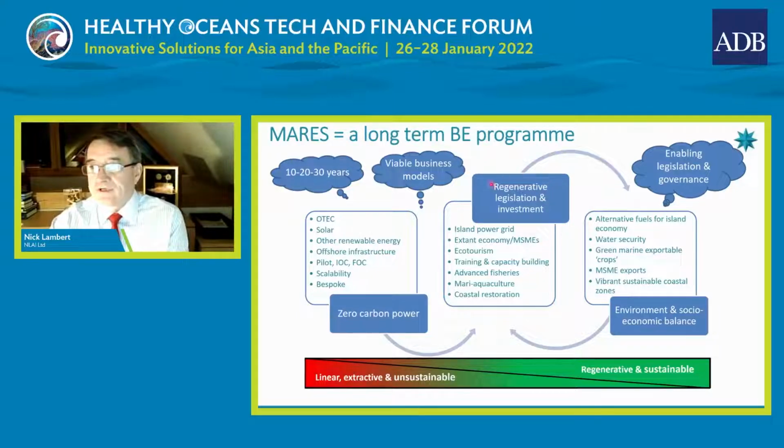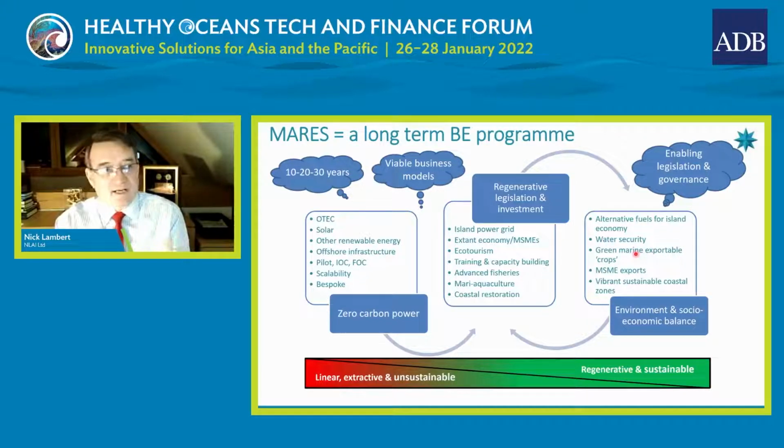Unfortunately, there's more boring stuff in here. There's got to be some legislation that enables this to happen. There's got to be investment. And that governance of that sea space using that sea vision that I talked about has got to be created. As a result of that, we'll move into a phase of alternative fuels being used for the island economy. I talked about water security. We might then get to a point where we can start exporting those crops. And these things can happen in parallel across these boxes, but it's going to take that time to do it.